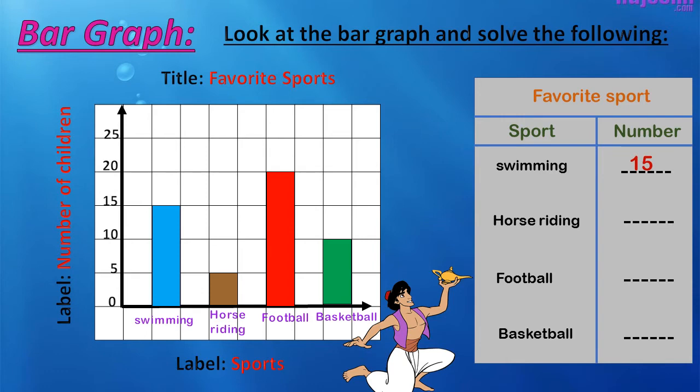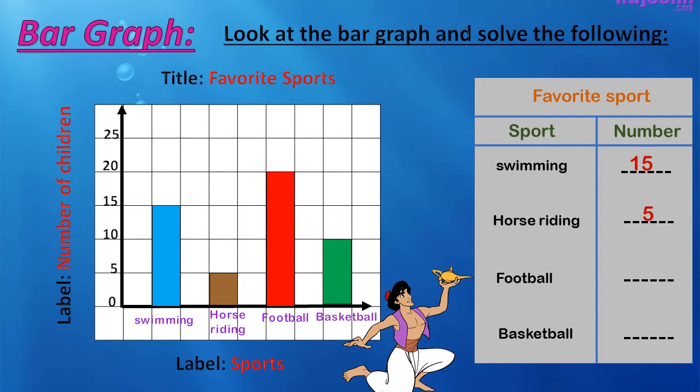Okay, thank you. Let's move to the next sport, which is horse riding. Can you see here horse riding? How many children prefer horse riding? Yes, it's only five students who like horse riding. Go beside and write 5 students.